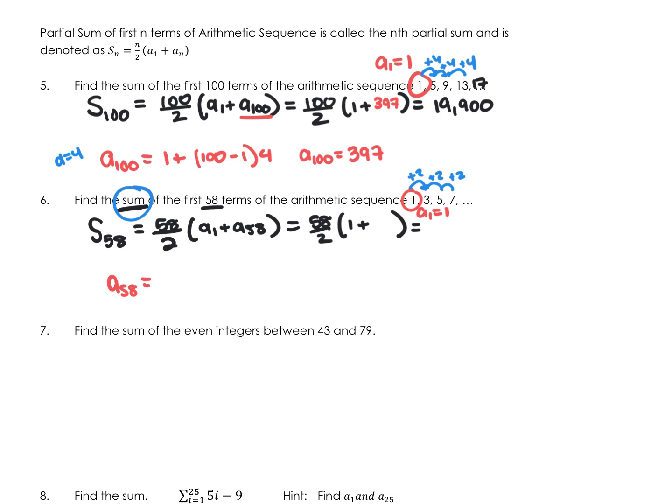All right, for A58, you should have done 1 plus 58 minus 1 times 2, because A1 is 1. Our common difference, D, is 2, because we're adding 2 every time. And then to find A58, you're plugging 58 in here for N. And for that, you should have gotten 115. We get 115 for that number. Now that we know that, we can go plug that back in up here. And we should get 3,364 as our total sum.